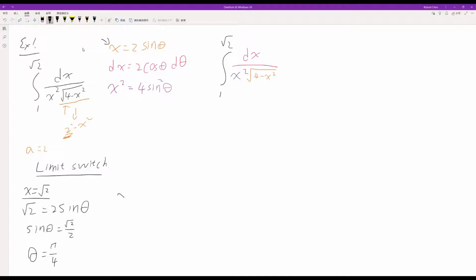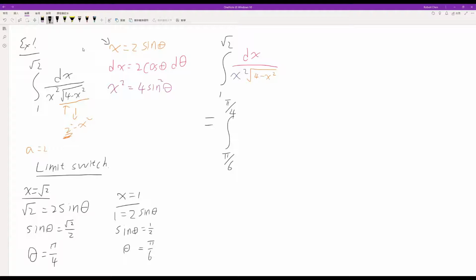And the lower bound, x is equal to 1. We get 1 is the same thing, 2 sine theta. Then sine theta is 1/2. That means theta is pi over 6. So our new bounds for theta will be from pi over 6 to pi over 4. Let's rewrite that.